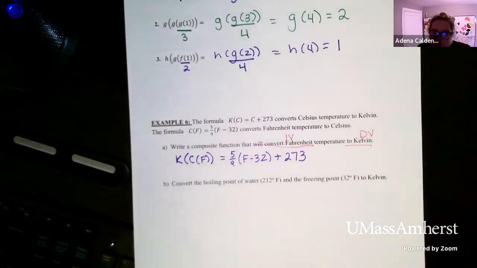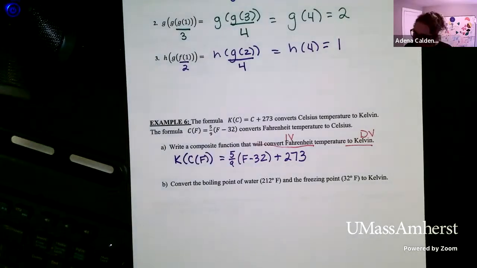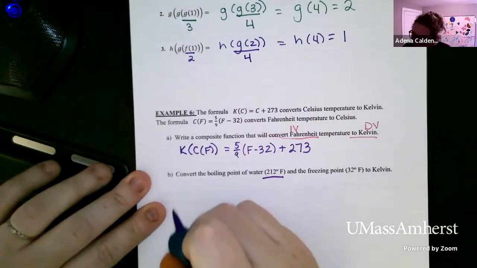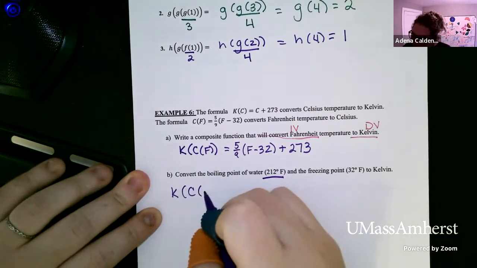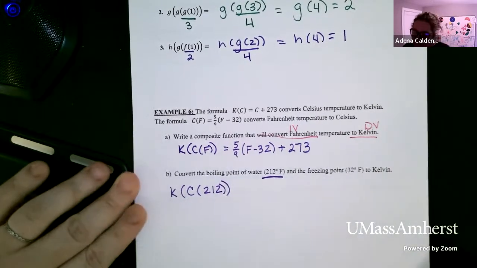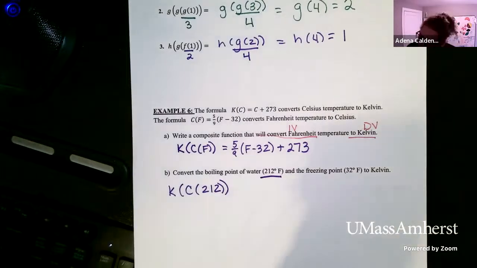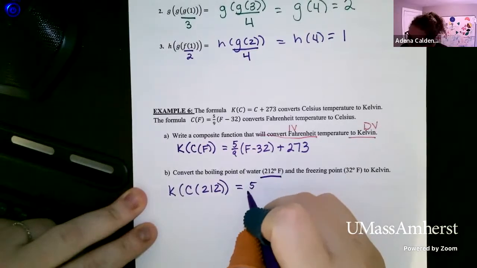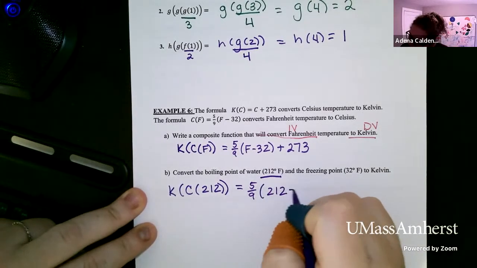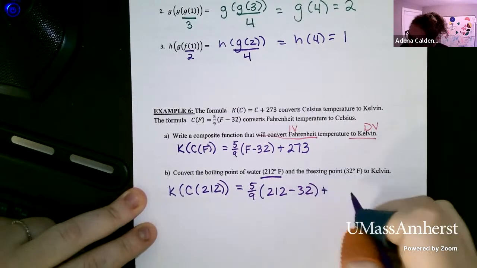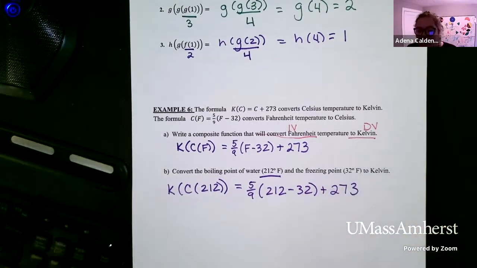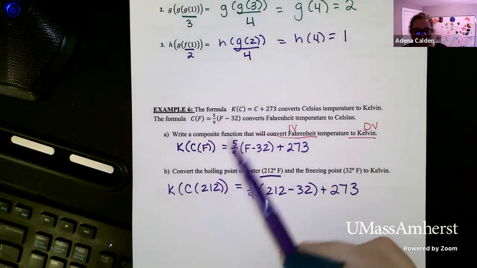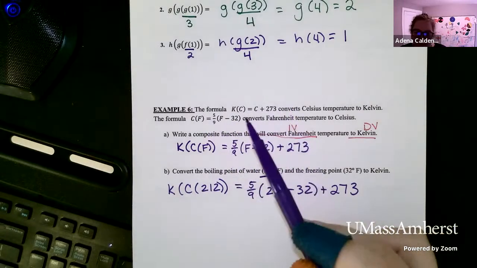It's up to you. So for part B, we're converting two numbers. We're doing the boiling point and the freezing point. So let's start with the 212. So we're looking for, okay, a C of 212, right? To go from Fahrenheit to Kelvin. So that means we are plugging in a 212 for F. So we have 5/9 times 212 minus 32 plus 273. You can see that I'm plugging it directly into the composite function. You could also plug this into the Celsius, get that number, and then plug that one into Kelvin, right?